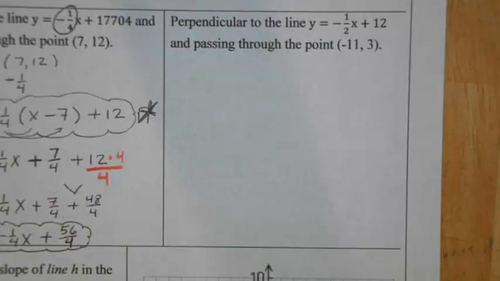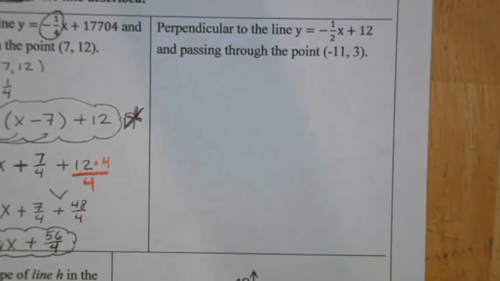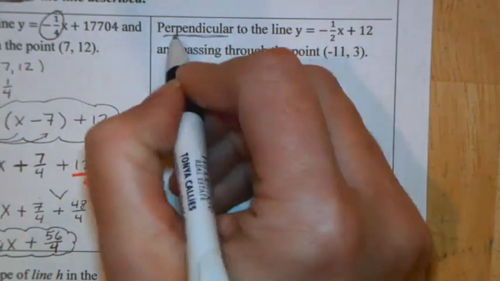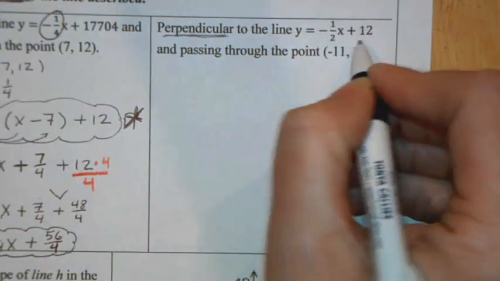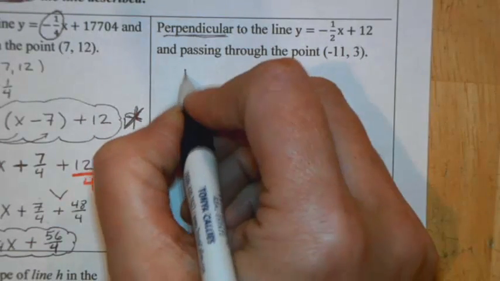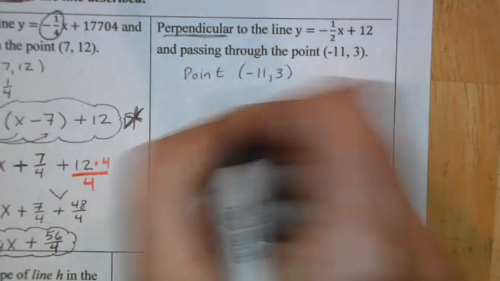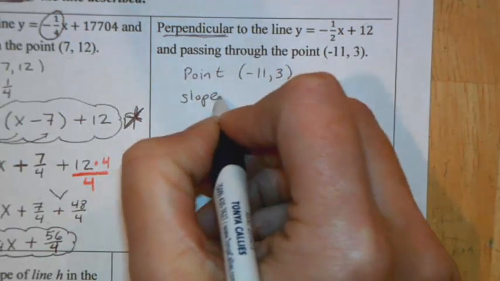Okay, last example and then some for you to try. Let's go, this time we're going to write an equation of the line, and it's going to go perpendicular to the line with this equation passing through that point. So let me list this out again. I'm going to use the point of (-11, 3), and I need the slope. I can't write the equation without the slope.